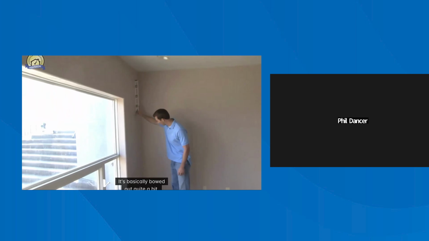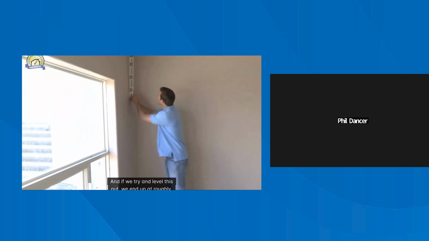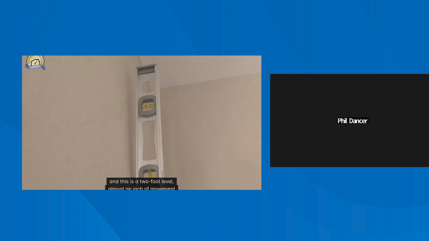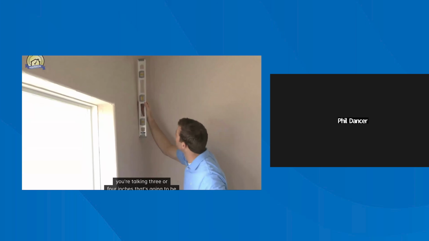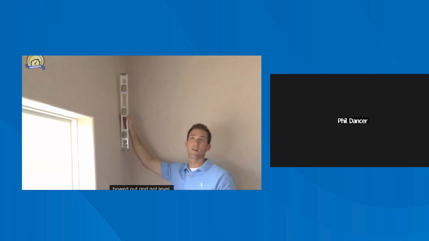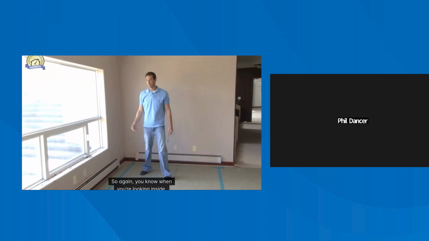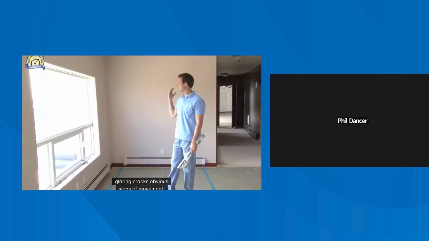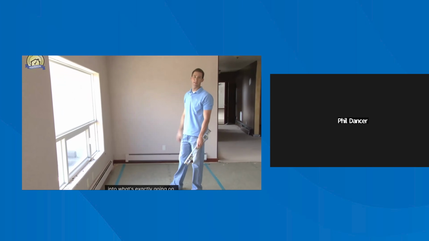It's basically bowed out quite a bit, starting roughly right in here. And if we try to level this out, and this is a 2-foot level, we end up at almost an inch of movement there. So over the course of the wall, you're talking 3-4 inches that's going to be bowed out and not level. So what's happening is, as this wall is heaving up, it's actually rotating out as well. So when you're looking inside, you're not always going to see glaring cracks, obvious signs of movement. You have to look a little bit deeper into what's exactly going on.